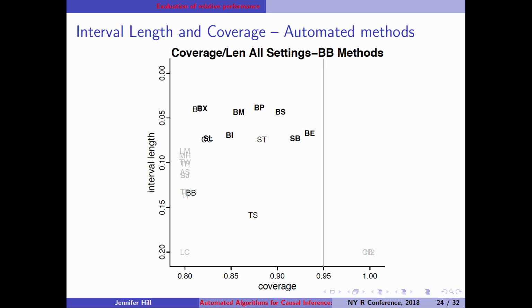And I apologize for this because there's no way I can tell you what all these letters mean. But this is interval length versus coverage. So basically, we want things that cover. So we want things over here, where you see there's nothing. And we want things up here because we want short intervals. So short intervals that cover is the name of the game. And we don't have a lot of that.